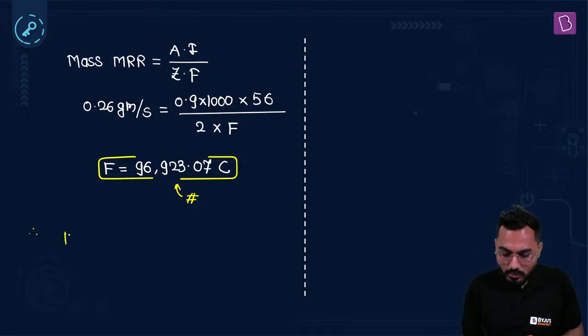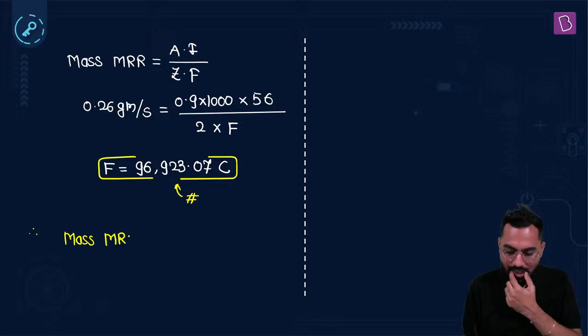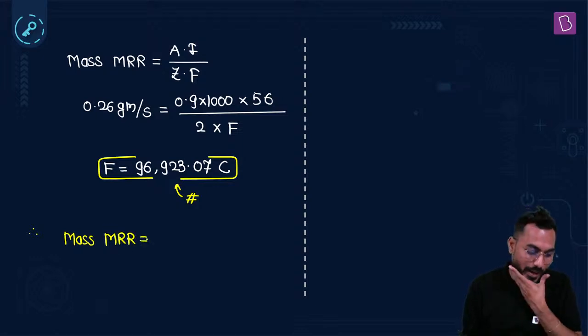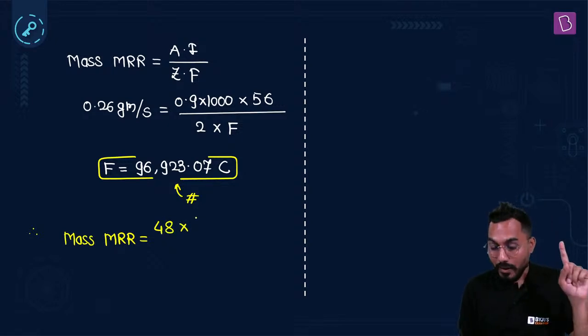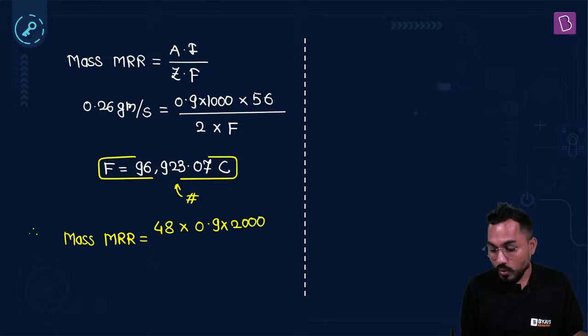So I'll say that, sir, the mass material removal rate for titanium material is A into I divided by Z into F. What is A, the gram atomic weight? 48. What is the current? Current is 2000 ampere. But again with 90% efficiency, 0.9 into 2000 divided by valency. Valency of titanium material is 3.